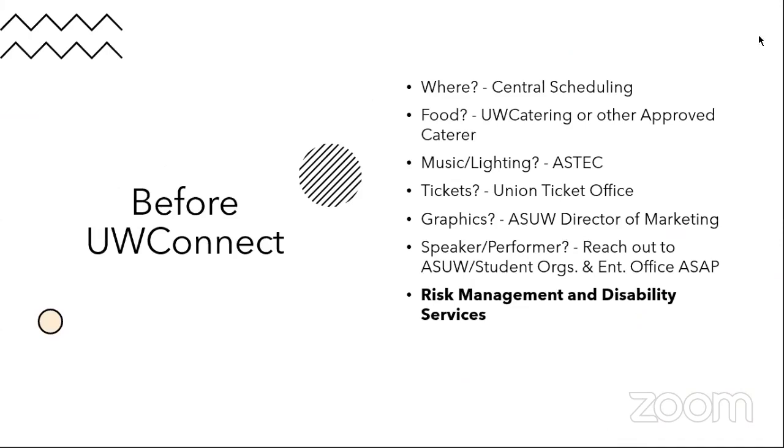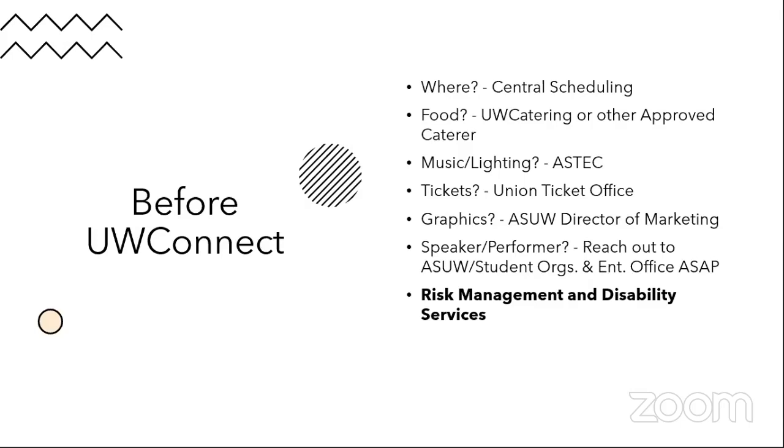So before you get started with UW Connect, there's some big things you need to start planning. I would say that you probably need to start planning an event about 6 weeks out, because there's a lot of work that goes into filling out all of the forms and everything that you're gonna need. So you're gonna have to kind of plan out the who, when, where, what, why. For the where, you're gonna need to reach out to central scheduling to make sure that the space that you wanna use is available.